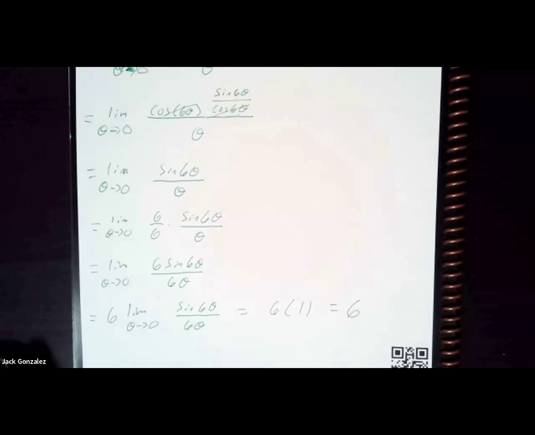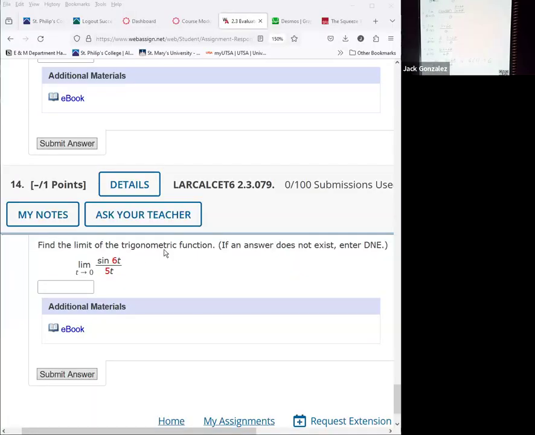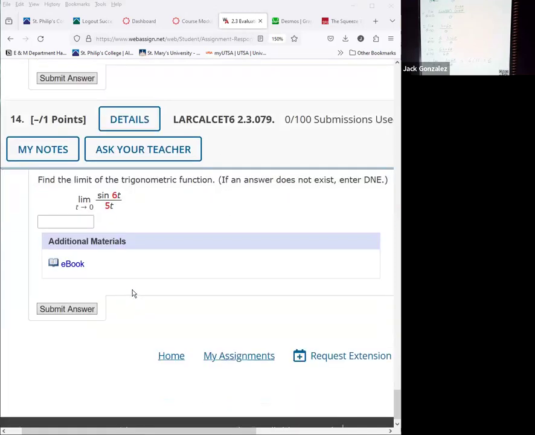Okay, check this one out. What would you do here? Because it's basically the same question we just did. I need this 6t to be down here, but I have a 5t. What would you do?